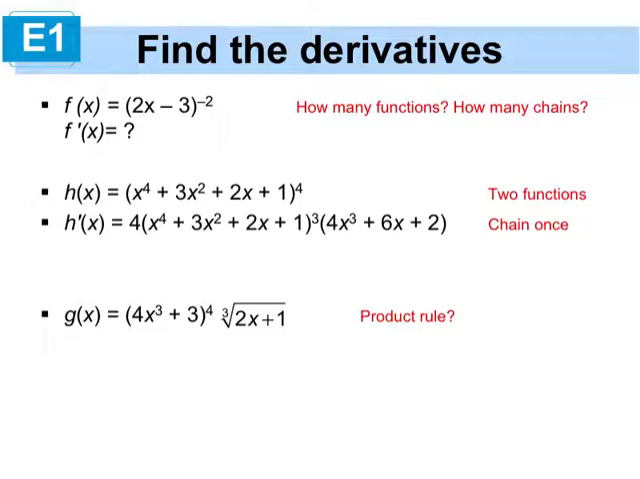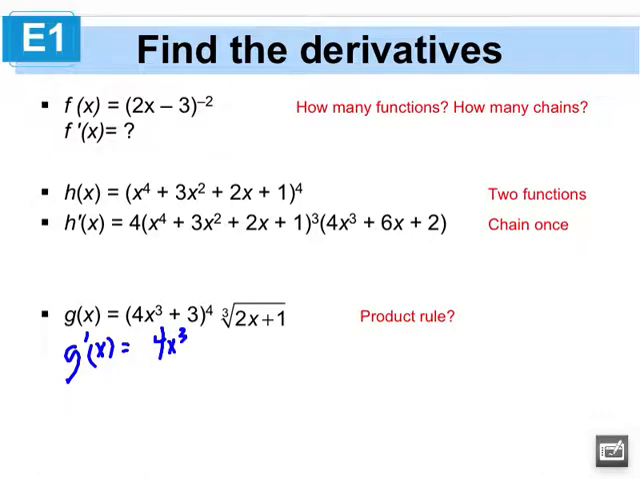Okay. Now, when we do the derivatives, we end up having to do a chain rule there. So g prime of x is equal to the first times the derivative of the second.